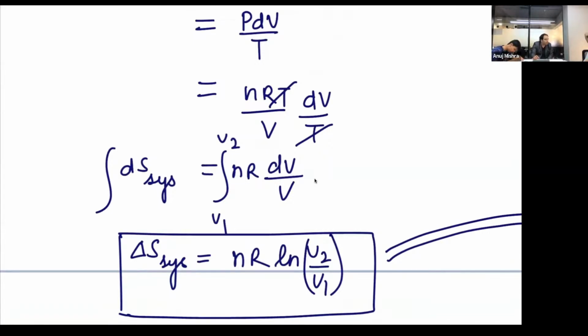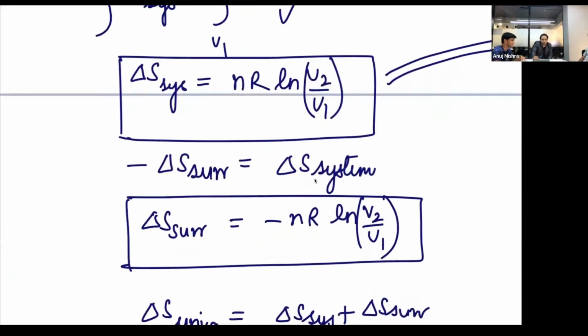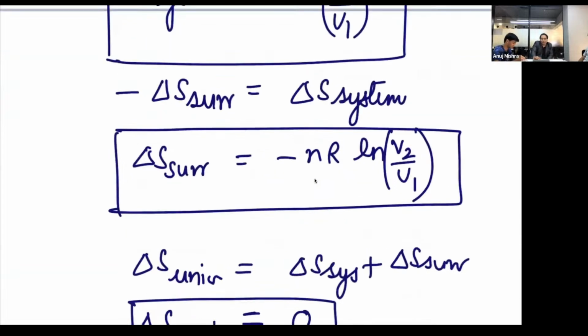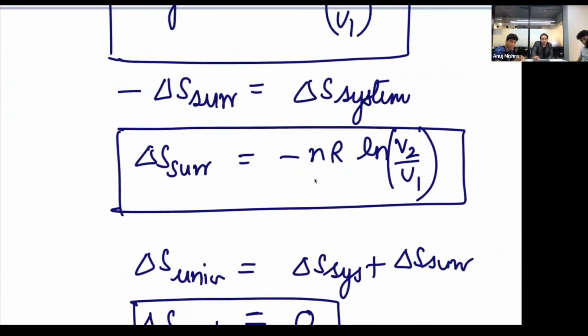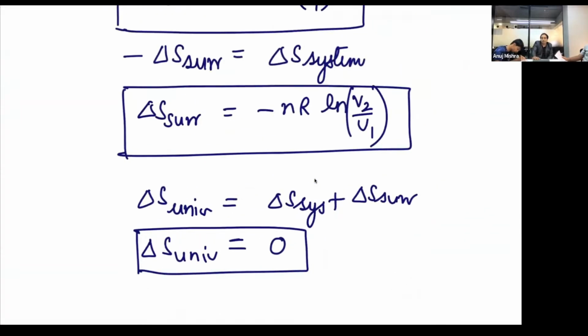The direct formula is valid. If you see the Q value, it was nRT ln V2 by V1. Check your answer, because that was T times that number, right? For irreversible, ln won't come actually, because you don't integrate. Now see the next part. Delta S surrounding is minus delta S system, so minus nR ln V2 by V1. Delta S universe comes 0. First part is clear.